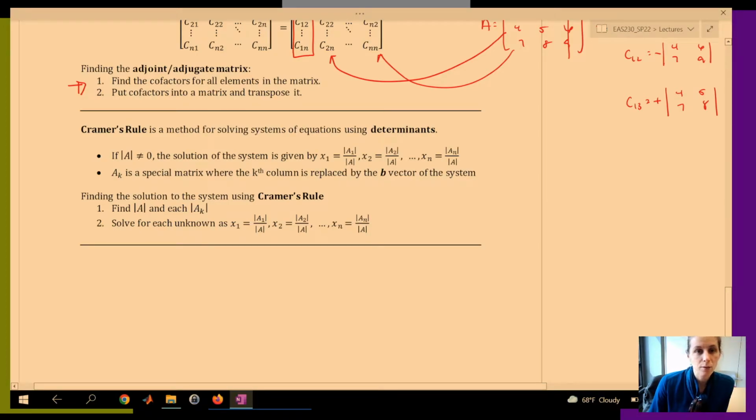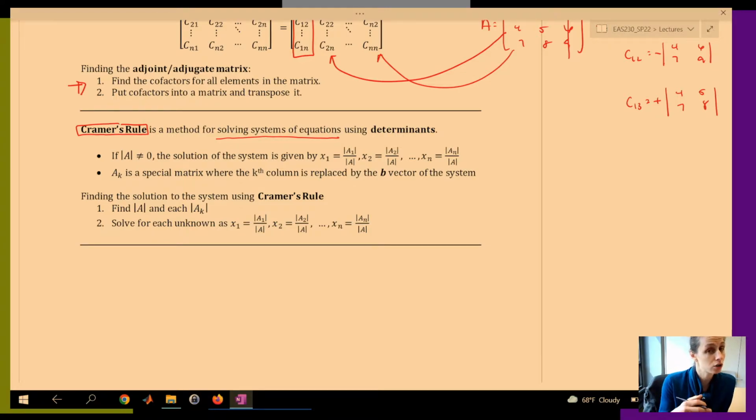The last part of this week is a basic method that we can use to actually solve a system of equations called Cramer's rule. So Cramer's rule is just a process of calculating a whole bunch of determinants and dividing them in a systematic way in order to solve a system.